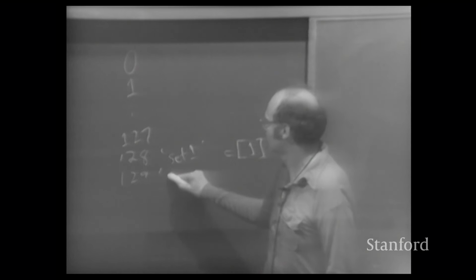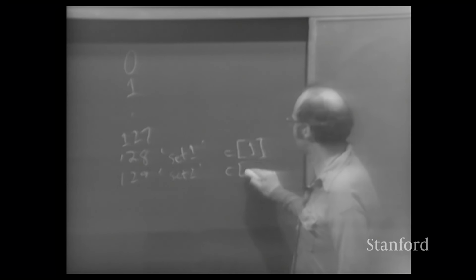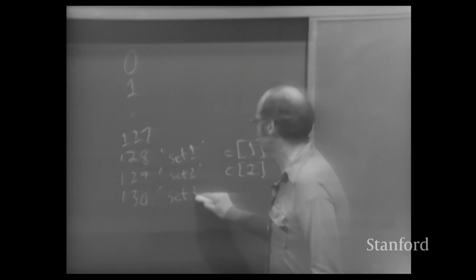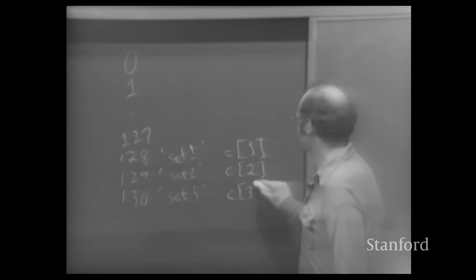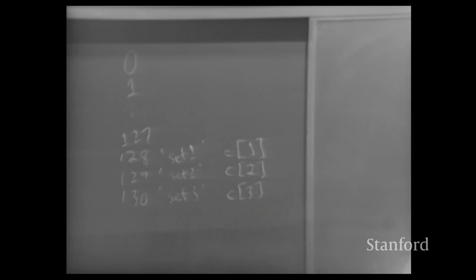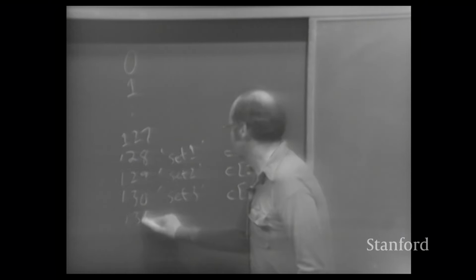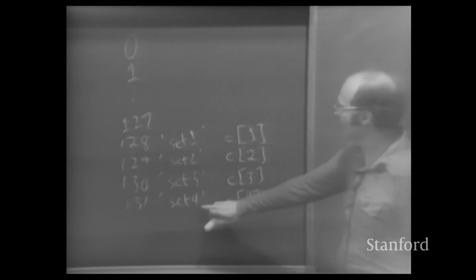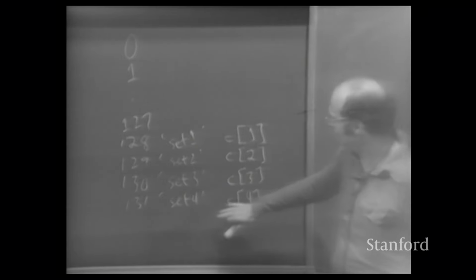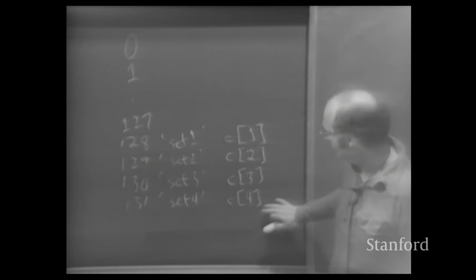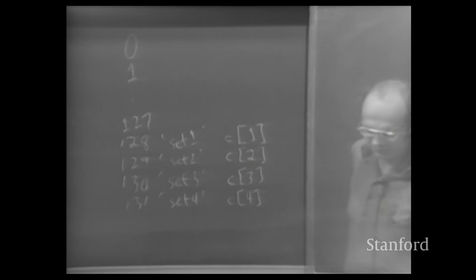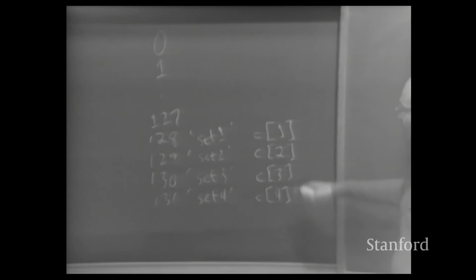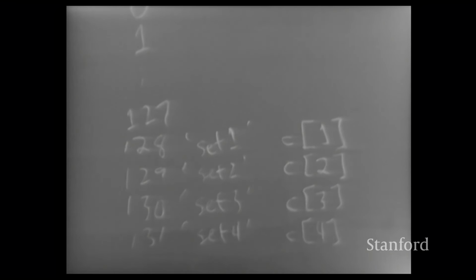129 is set 2, which is C2, and 130, these are not generated by TeX82. This would be to set 3-byte and 4-byte characters. There's even a set 4. So if I gave 131, then it would say read in the next 4 bytes, and then whatever those 4 bytes are, that's the number of the character that you're supposed to set next in the current font. So we can handle fonts with 2 to the 32 different characters in them.